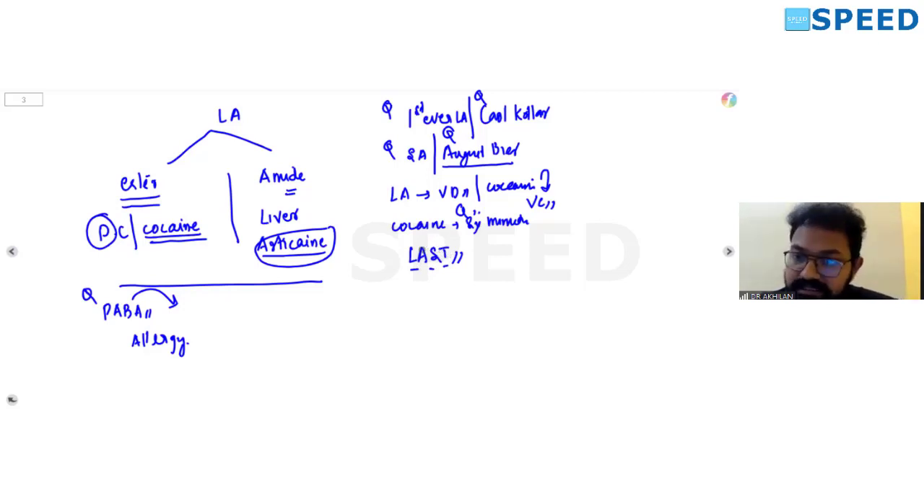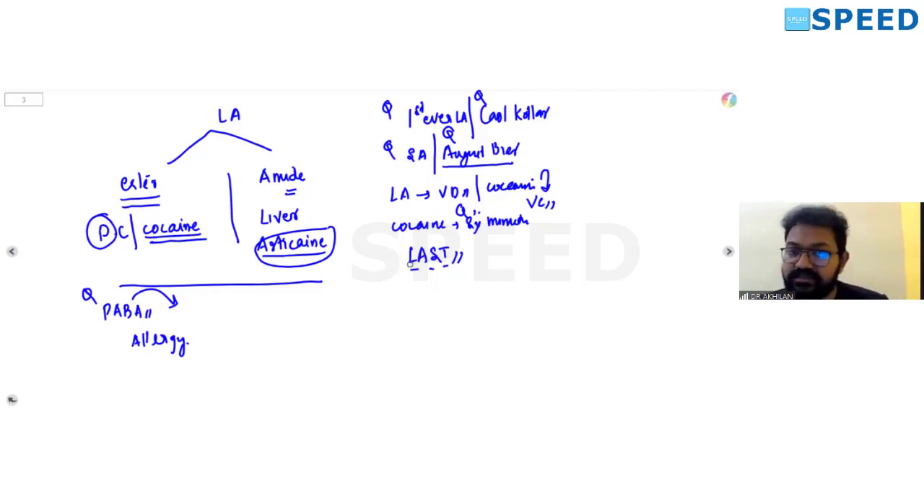If you compare ester local anesthetic agents and amide local anesthetic agents, which agent do you think can produce more chance of local anesthesia systemic toxicity? The answer is amide local anesthetic agents. Why? Because ester local anesthetic agents are metabolized by an enzyme which is present in the plasma. So as soon as your ester local anesthetic agent enters the blood, it will be metabolized. Whereas your amide local anesthetic agents are generally metabolized in the liver. So they stay in the vascular circulation for a very long period of time.